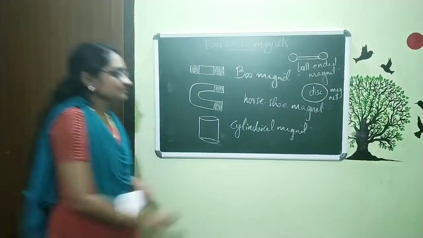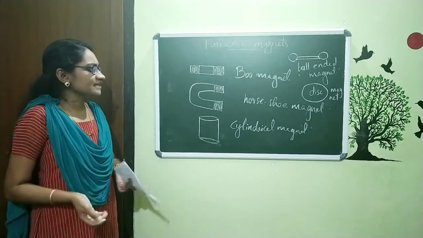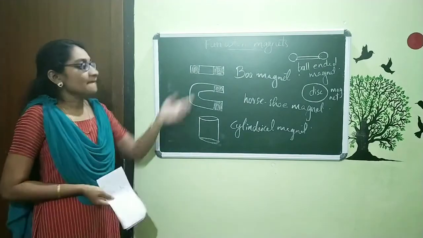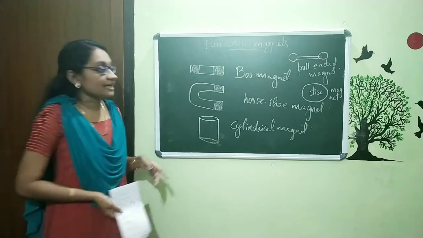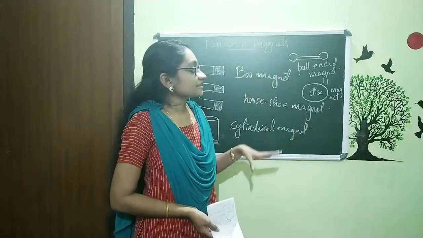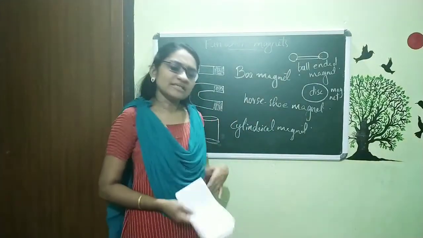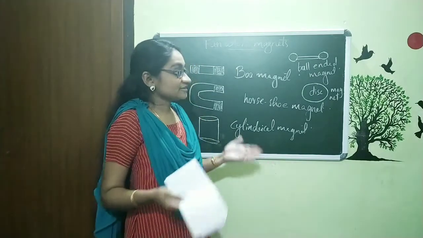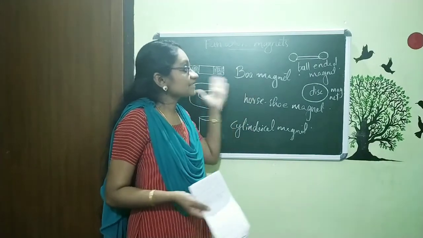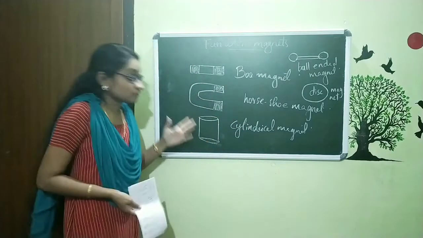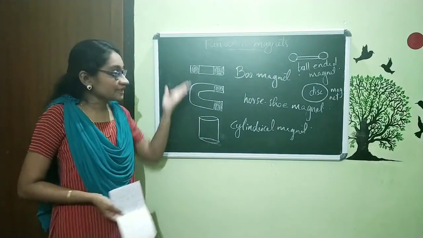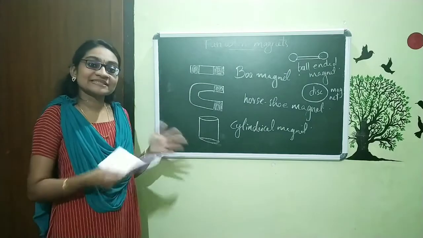Disc magnet is there. Like different types of magnets are there. So these are some of the names: bar magnet, horseshoe magnet, cylindrical magnet, ball-ended magnet, disc magnet. These names are all based on the shape of the magnet. So just understand there are different types of magnet and we are classifying them in terms of shape.